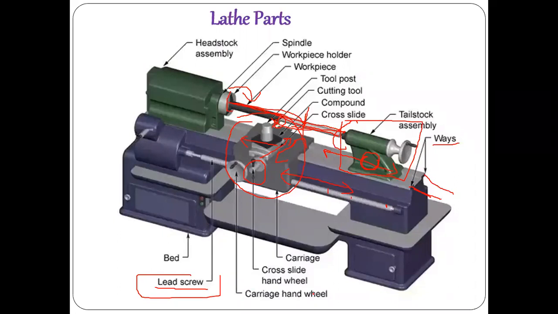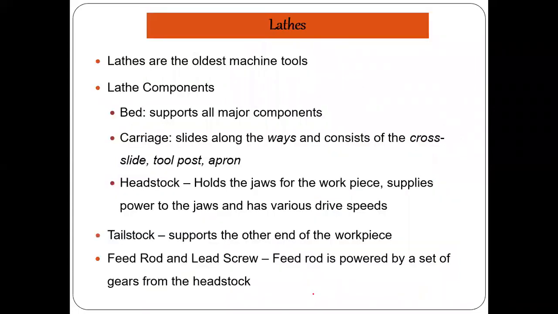Majorly it has only 4 parts. Each part again has different components, like the headstock, which has a spindle. Similarly, the carriage is the most important part of the lathe, which consists of the cutting tool, the tool post, the cross slide, everything. Lathes are the oldest machines. Whatever I explained to you, I'm just putting in words here. Lathes are one of the oldest machine tools.